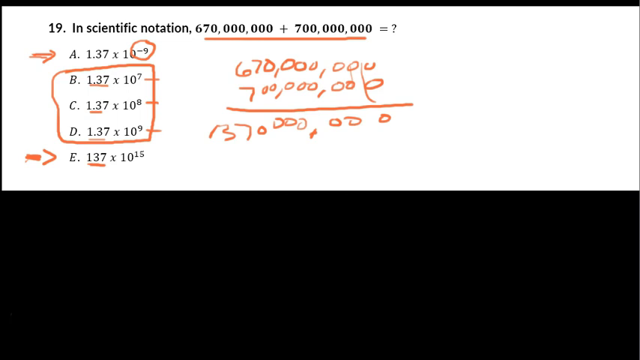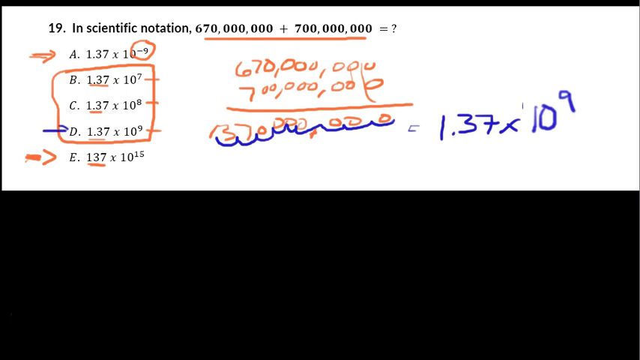So now you would just count back. That's 1, 2, 3, 4, 5, 6, 7, 8, 9. So this would become 1.37 times 10 to the 9. And there it is right there.